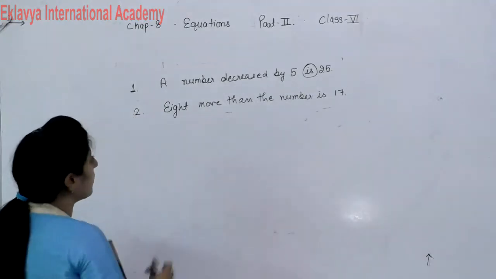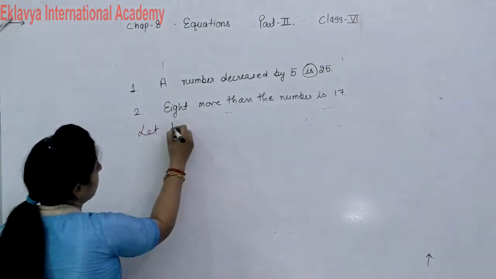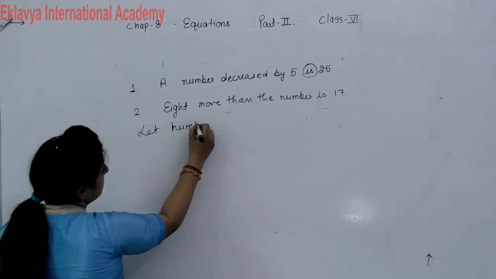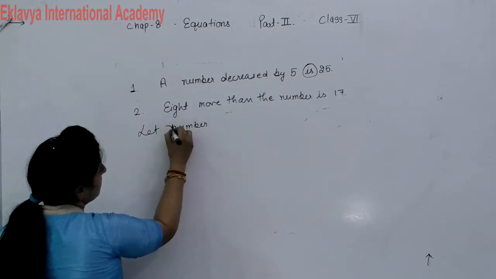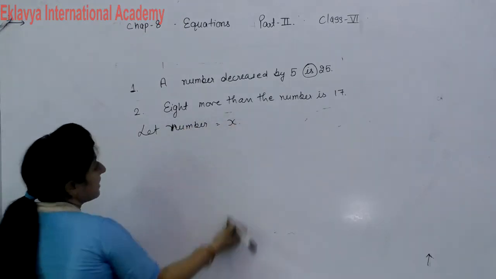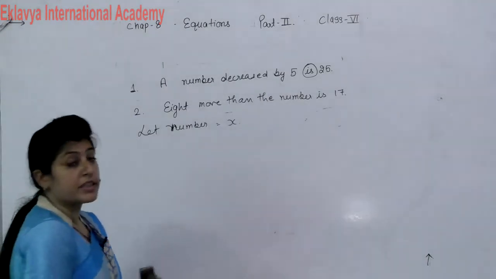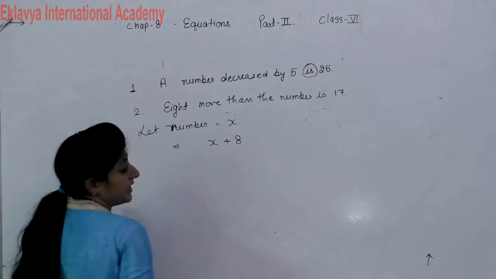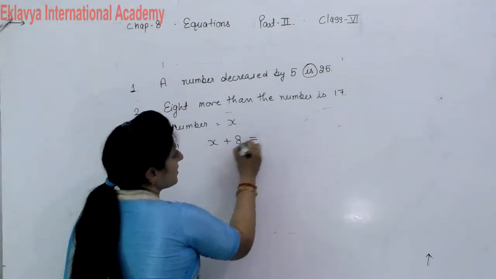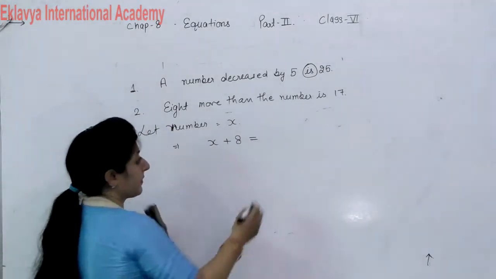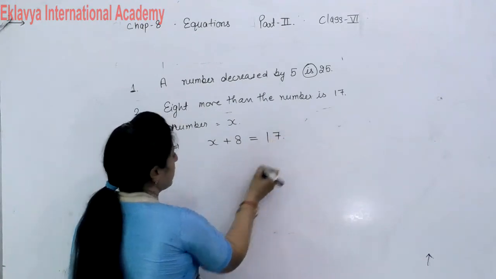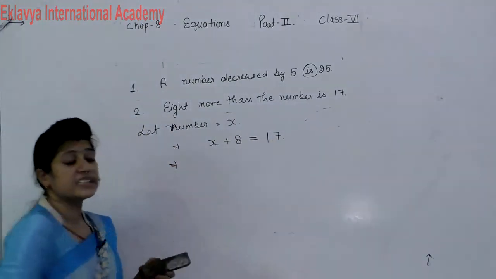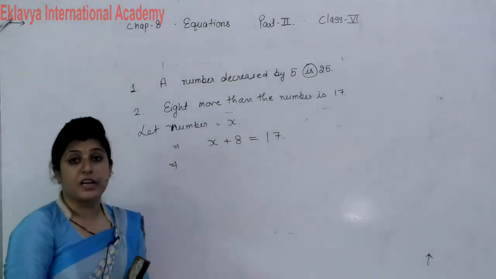So 8 more than the number, same thing, let the number be x. 8 more than the number means in this x we will add 8. "Is" means equal sign, then 17. It means, to which number should we add 8 so that we get 17?